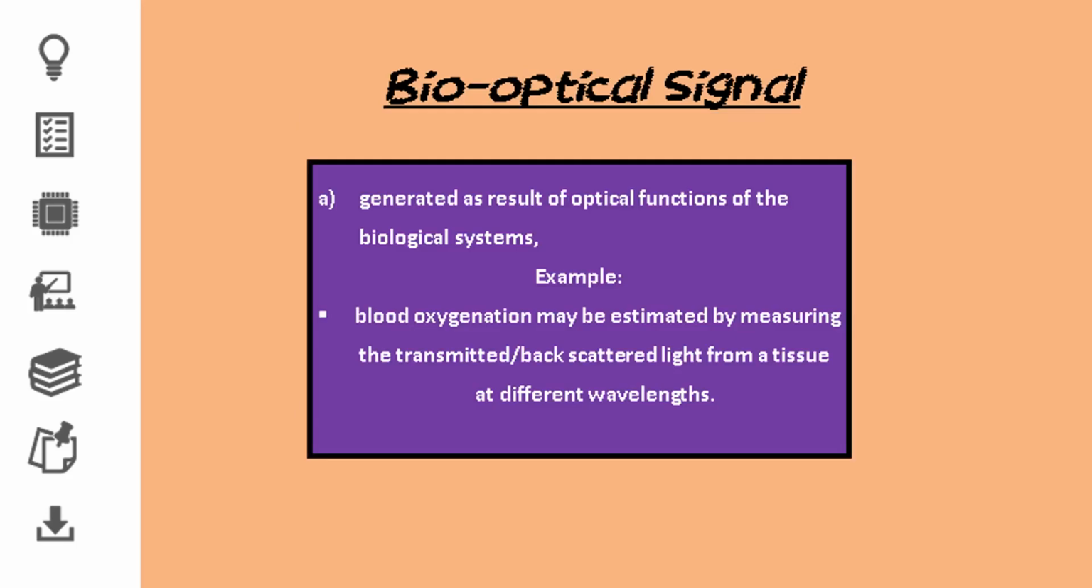Bio-optical signals: these signals are generated as a result of optical functions of the biological systems, occurring either naturally or induced by the measurement process. For example, blood oxygenation may be estimated by measuring the transmitted and backscattered light from tissue at different wavelengths.